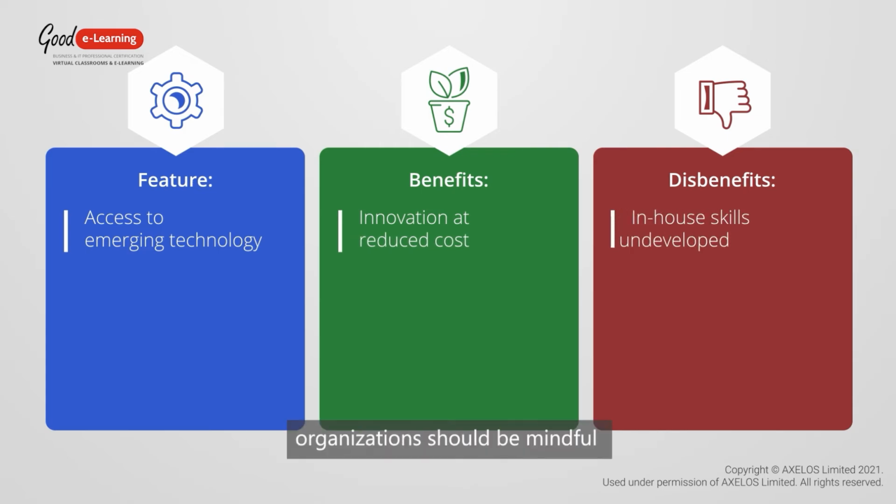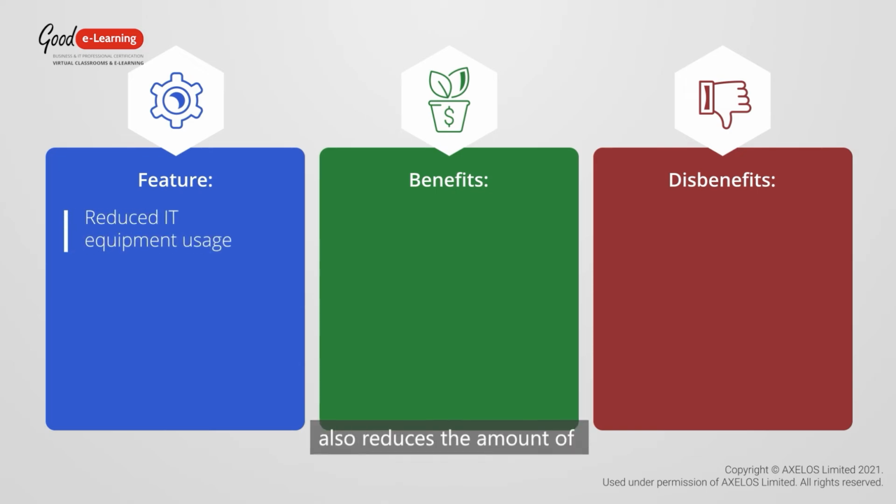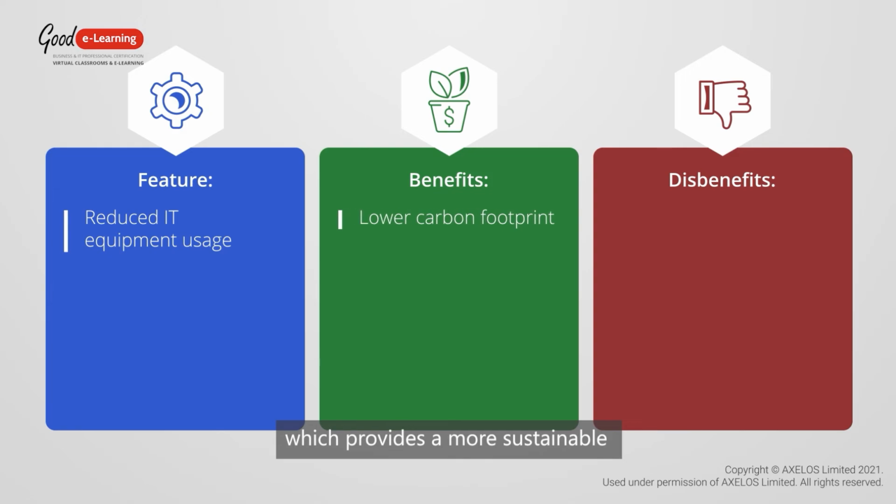However, organizations should be mindful of chasing the latest technology, and any skills hired from the CSP will not boost in-house expertise. Solutions that depend on in-house skills shouldn't be considered for cloud migration. Utilizing cloud services also reduces the amount of IT equipment and power used, which provides a more sustainable IT solution and lower carbon footprint. However, this can only be achieved if governance and controls are applied to the use of cloud services.